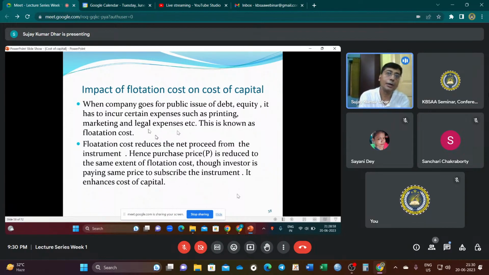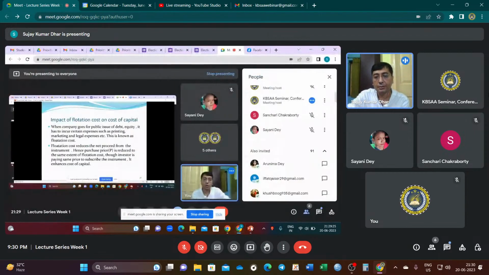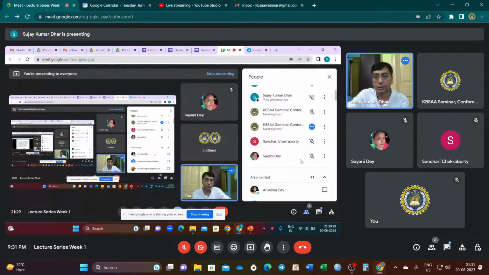So I've discussed how to calculate cost of debenture, cost of preference, cost of equity, cost of term loan. I've also discussed what will happen when instrument is issued at discount, what will happen when instrument is issued at premium, what will happen when instrument is redeemable at premium. So this is a brief presentation on cost of capital. I hope you have understood. If you have any question, you can ask. And if there is no question, so yeah, please, Shani.